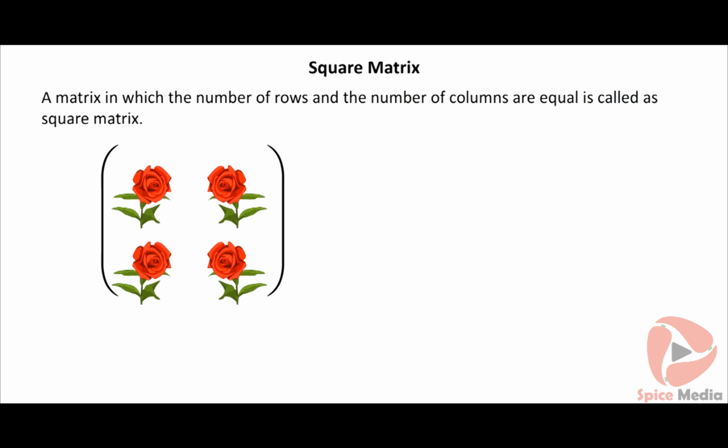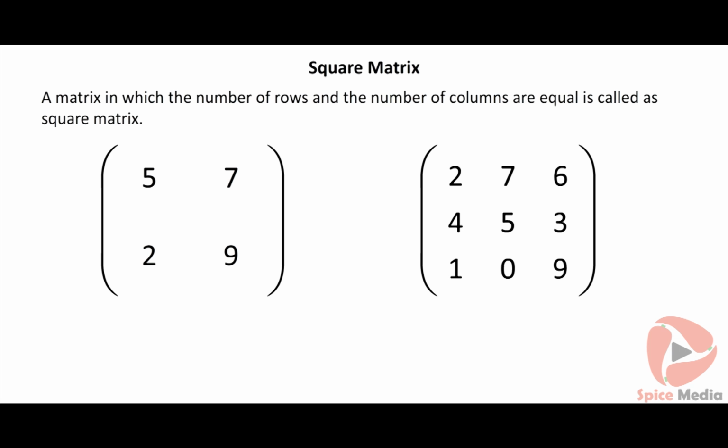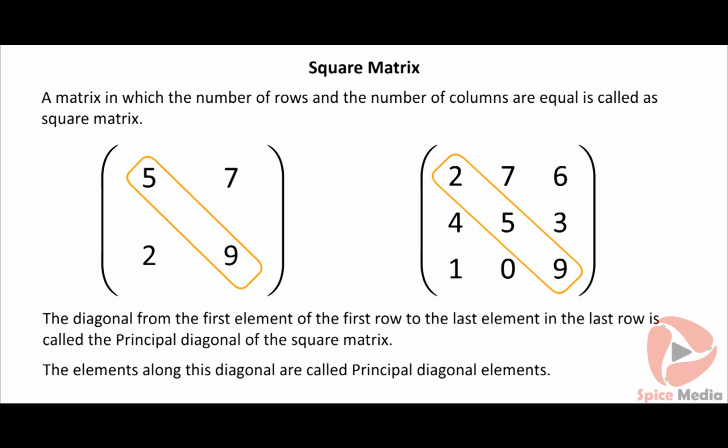Square matrix. A matrix in which the number of rows and the number of columns are equal is called a square matrix. Thus, the matrix having 2 rows and 2 columns is a square matrix of order 2. A matrix with 3 rows and 3 columns is a square matrix of order 3. The diagonal from the first element of the first row to the last element in the last row is called the principal diagonal of the square matrix. The elements along this diagonal are called principal diagonal elements.